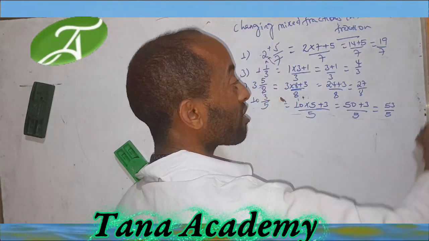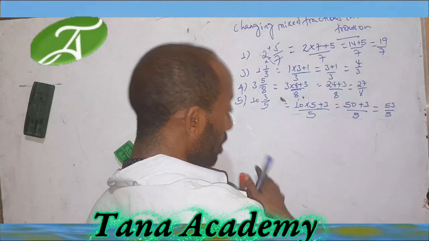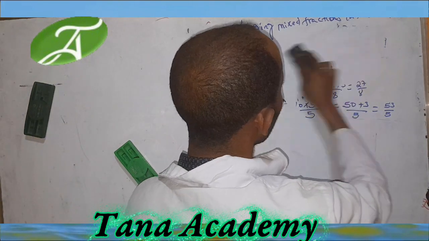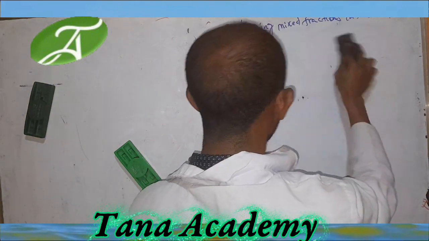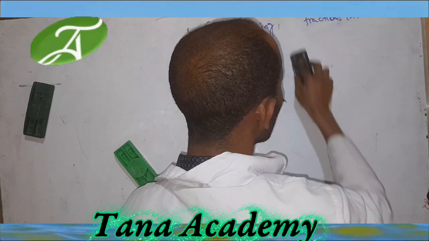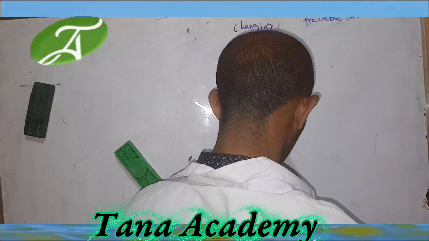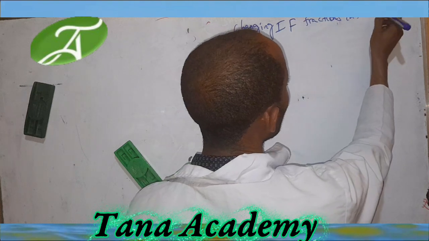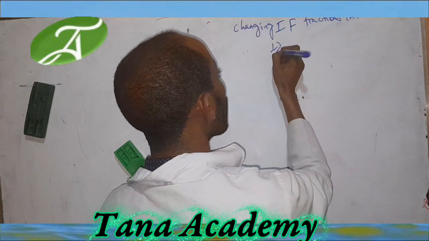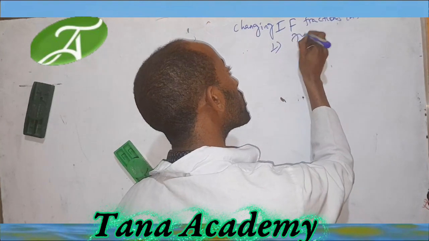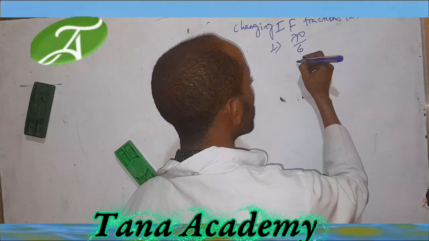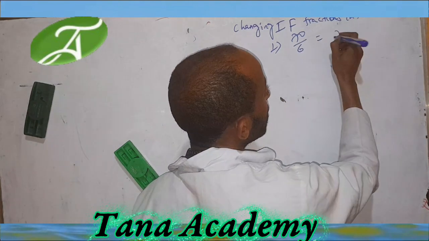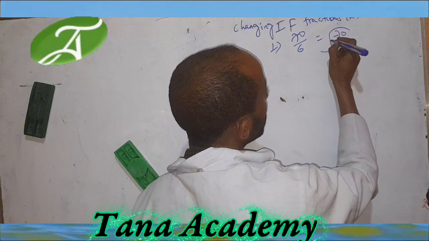Again, how do we change the given improper fraction to a mixed one? Let's change improper fractions to mixed fractions. 1. 70 over 6. That means divide 70 by 6.